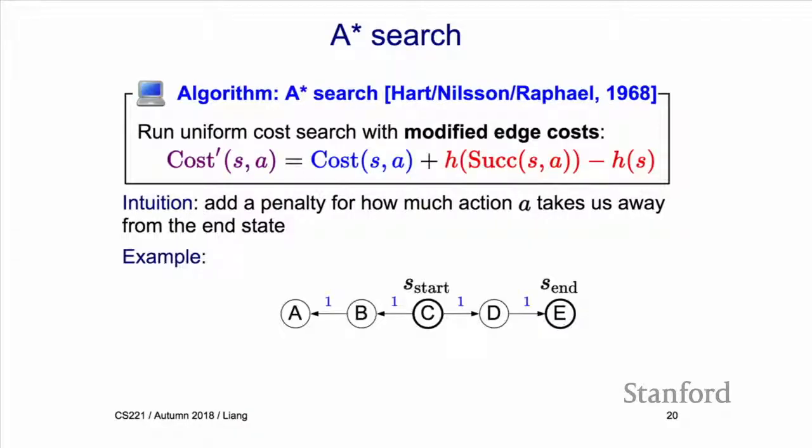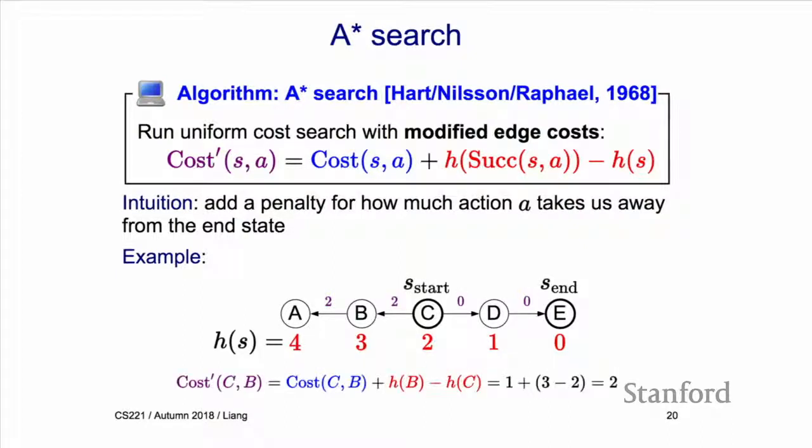So this seemed like just kind of a weird algebraic hack to put A star into UCS. But another way that you can think about this intuitively is that if you're adding the h at the next step and subtracting the h at the current step, what h is really doing is adding a penalty to each cost for going farther away. In particular, if h of s looks like this, 4, 3, 2, 1, 0, where h is estimating how far you are away from the end state, once you perform this modified cost, you'll see that the cost of going towards the goal becomes lower and the cost of going away becomes higher.